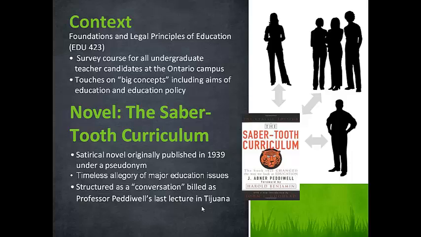The novel that I use is called The Saber-Tooth Curriculum. It's a satirical work, and it was originally published in 1939 under a pseudonym, J. Abner Peddiwell. A few years later, after the novel gained popularity, the author revealed his identity. It was Harold Benjamin, the Dean of a College of Education. The book is a timeless allegory of major education issues that's structured as a conversation billed as Professor Peddiwell's last lecture in Tijuana, and it details his research on Paleolithic education. I don't tell my students in advance about the history and context of this book. I save that for the reflection discussion.